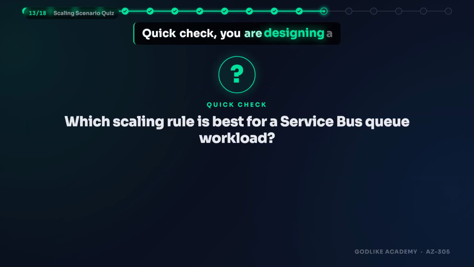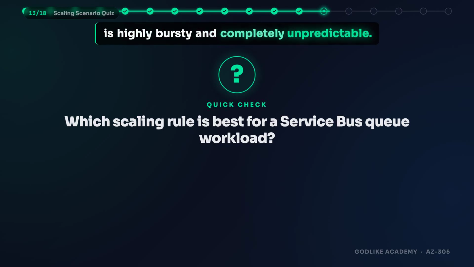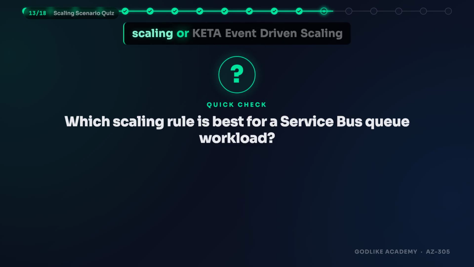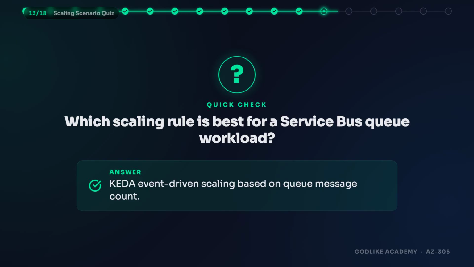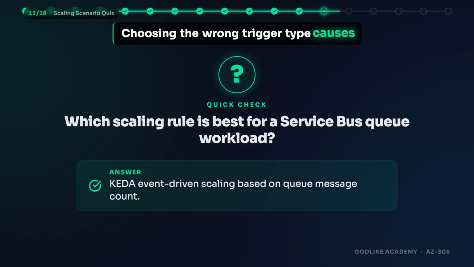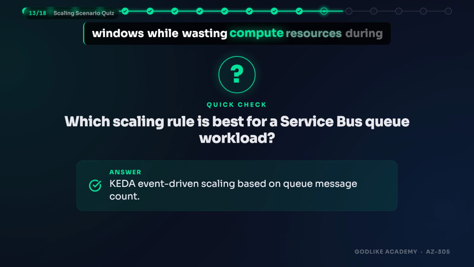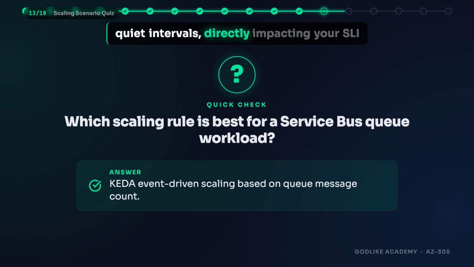Quick check: you are designing a microservice that processes orders from an Azure Service Bus queue where traffic is highly bursty and completely unpredictable. Should you use standard HTTP concurrency scaling or KEDA event-driven scaling to handle the load efficiently? Think about it for a moment before proceeding. Choosing the wrong trigger type causes severe latency spikes during peak processing windows while wasting compute resources during quiet intervals, directly impacting your SLI compliance and monthly cloud spend.